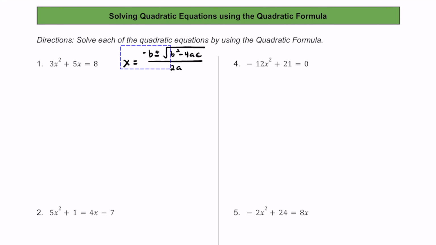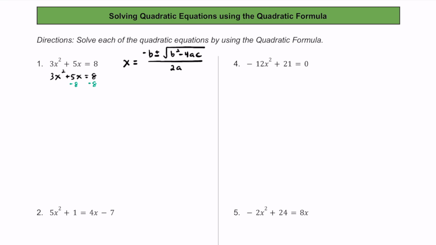Now that I wrote it once, let's just go ahead and save this for later as well. So for number one, we have this equation of 3x squared plus 5x is equal to 8. So I'm just going to start off here and just copy down the equation. Now when we're solving using the quadratic formula, we really want everything in standard form and we want the equation to equal 0. So let's move everything to the same side.